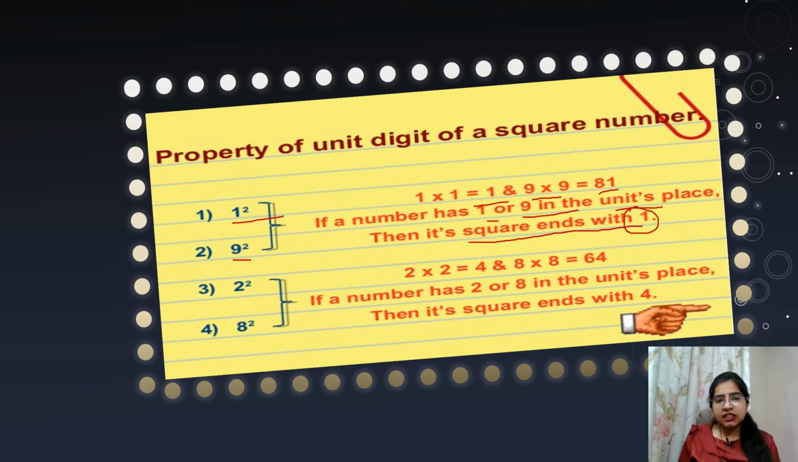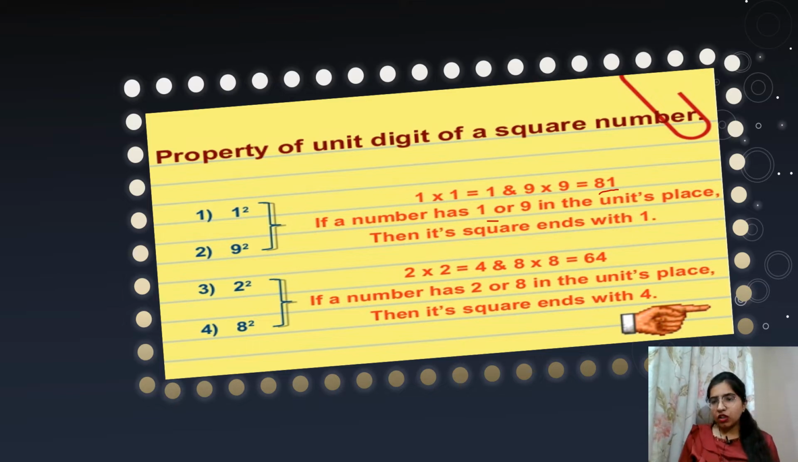And the second is 2 and 8. Square of 2 is 2 2s are 4, and square of 8 is 8 8s are 64. Units place is 4 only. If a number has 2 or 8 in the units place, then its square ends with digit 4. Clear? Easy, no? These properties you have to learn. It's not necessary to learn, but this will help you to solve questions very quickly.